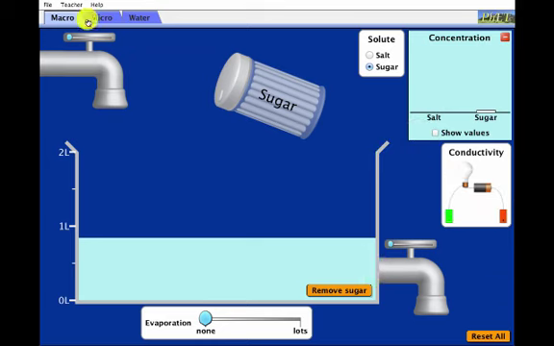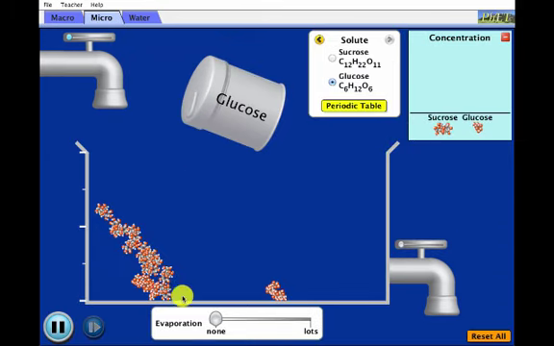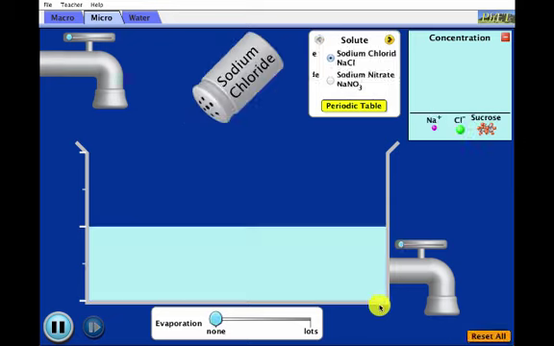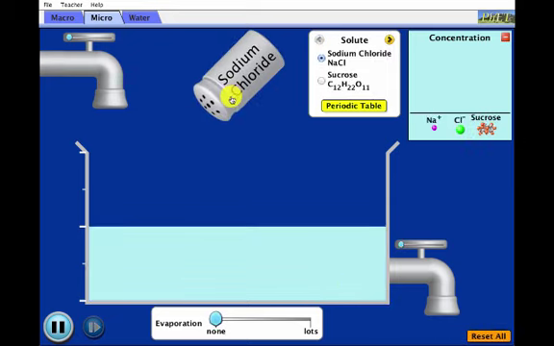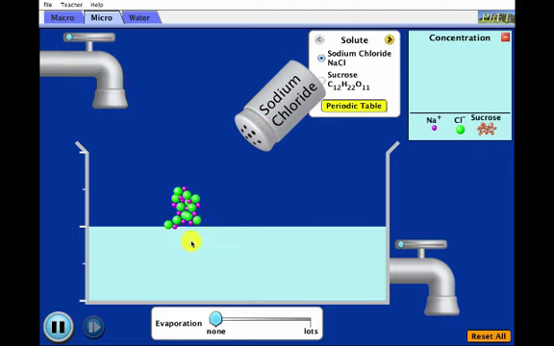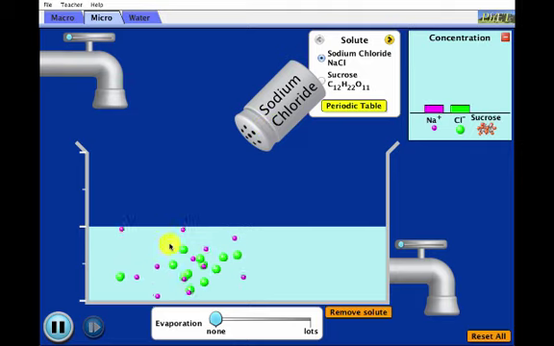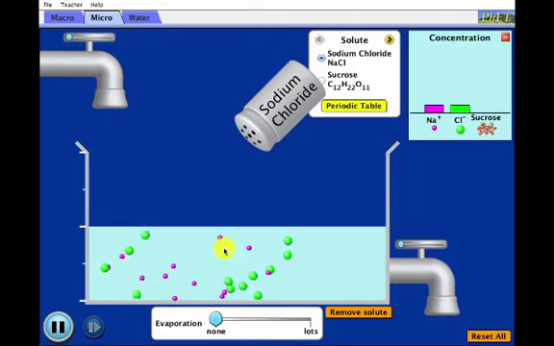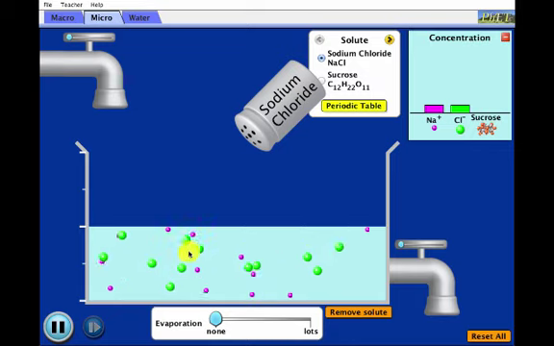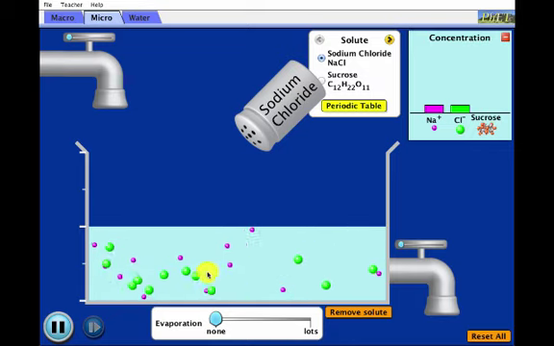Okay, so let's see why. What's going on at the microscopic level with this? Let's reset everything and put some sodium chloride in here. Remember, NaCl. When I put the NaCl in, these ions break up. The little purple ones, or pink depending on your eye color, are the sodium ions, and the larger green ones are the chloride ions.